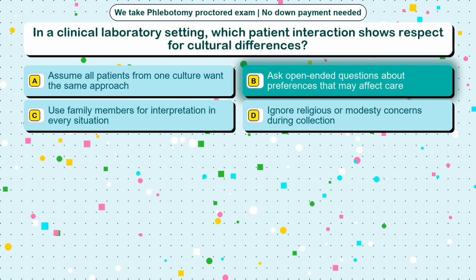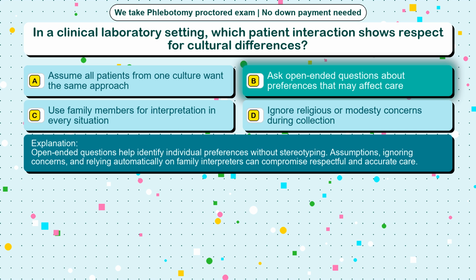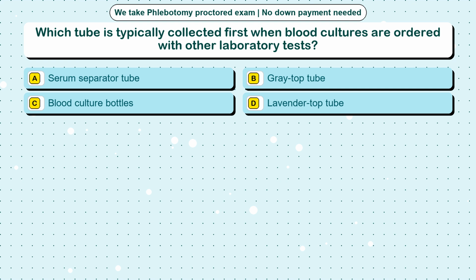The correct answer is option B. Ask open-ended questions about preferences that may affect care. Open-ended questions help identify individual preferences without stereotyping. Assumptions, ignoring concerns, and relying automatically on family interpreters can compromise respectful and accurate care. Question 44. Which tube is typically collected first when blood cultures are ordered with other laboratory tests?